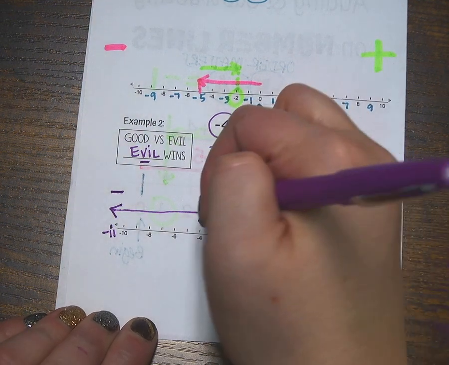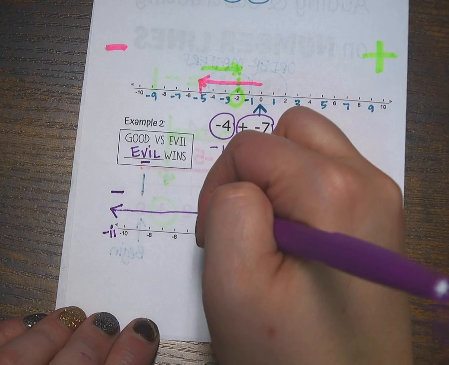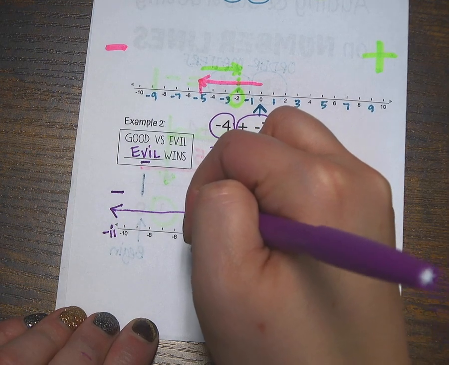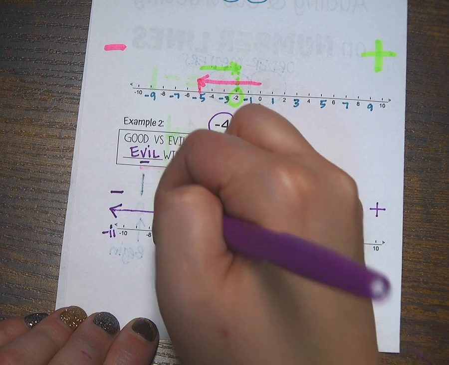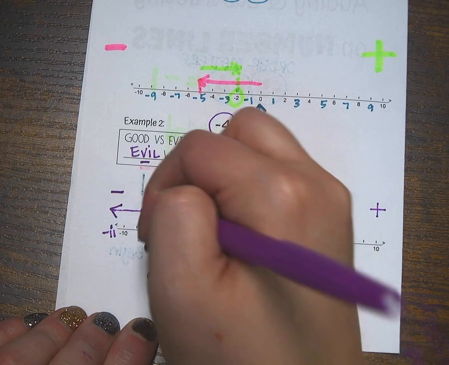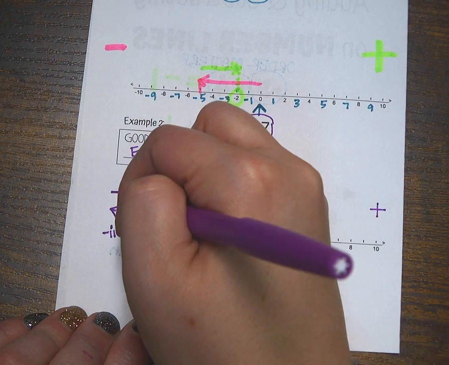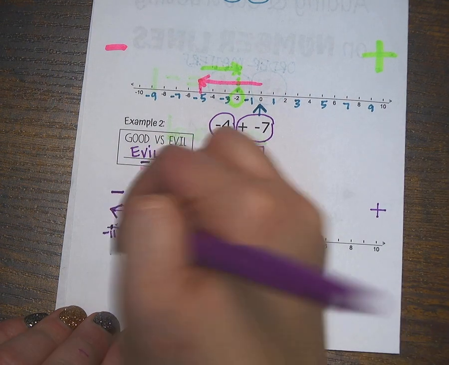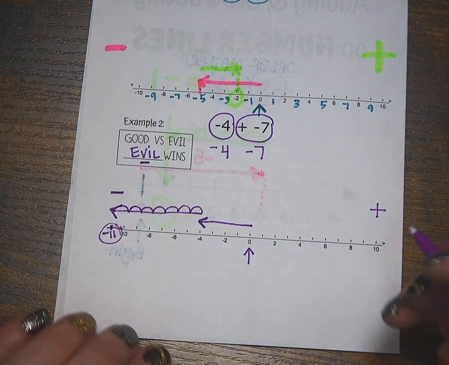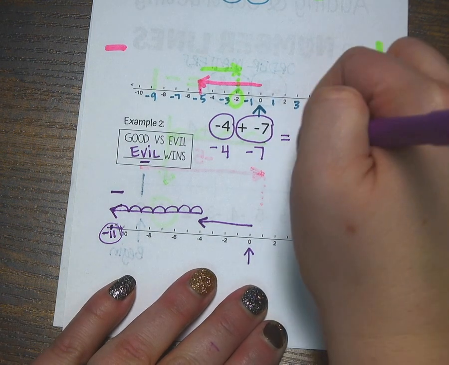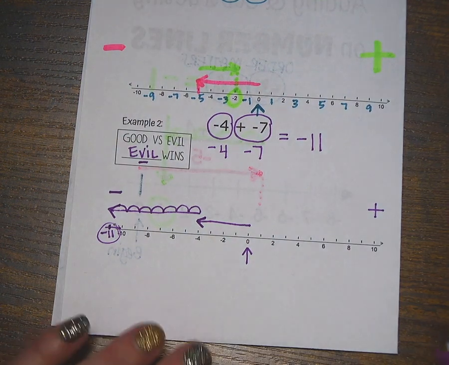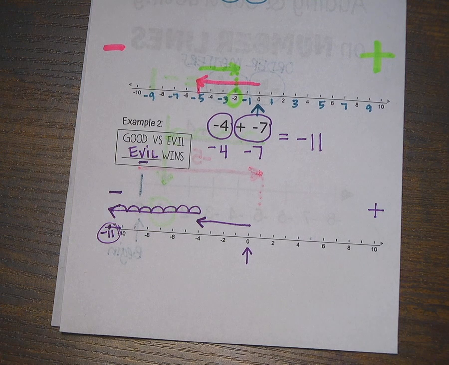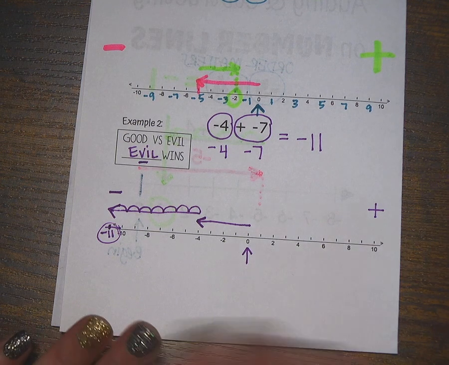So again, if I wanted to show my hops there for 7, I have 1, 2, 3, 4, 5, 6, and then 7 would end up at that negative 11. Okay, so our point on our number line ends up being negative 11. So my solution is negative 11. And again, this is just how we are solving using a number line. Okay, all right, let's try another one.